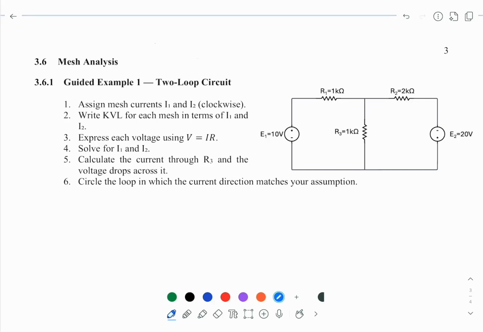Here, we want to look at a special technique in circuit analysis. It's called mesh analysis. Mesh analysis itself is the application of KCL and KVL. So let's look at this example.